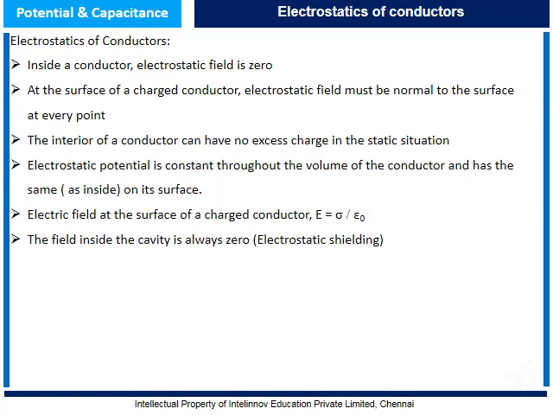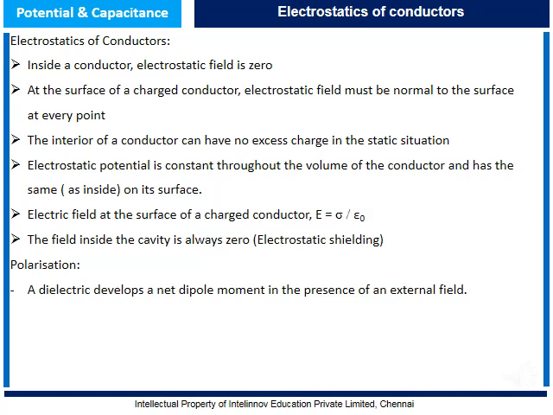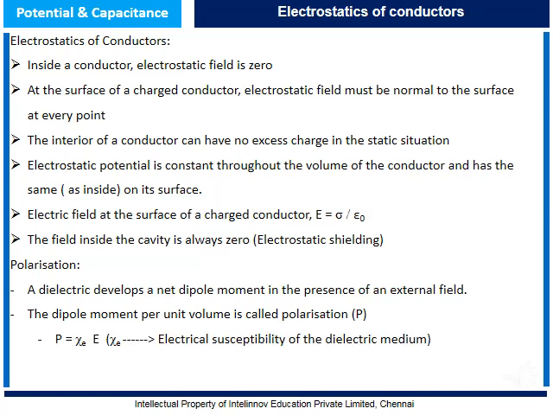Now let us understand polarization. A dielectric develops a net dipole moment in the presence of an external field. This dipole moment per unit volume is called polarization P. Note the equation given here. Here we are using the electrical susceptibility of the dielectric medium. The product of electrical susceptibility and external field is nothing but the polarization.